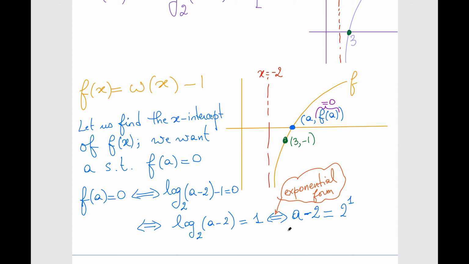And then this means what? This means a is how much? So this means a is how much? If a minus 2 is 2, right? 2 to power 1 is 2. This means a is 4, right? So at the end of the day, what's that number? This number is 4.